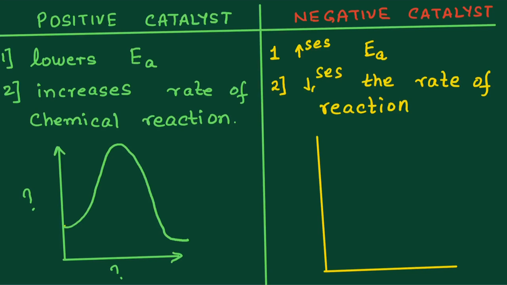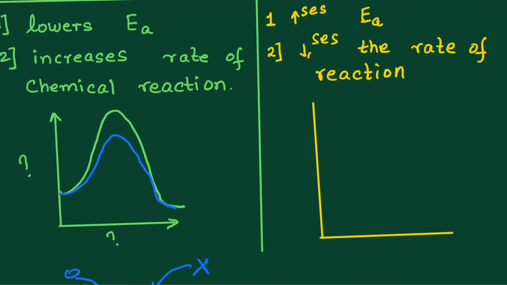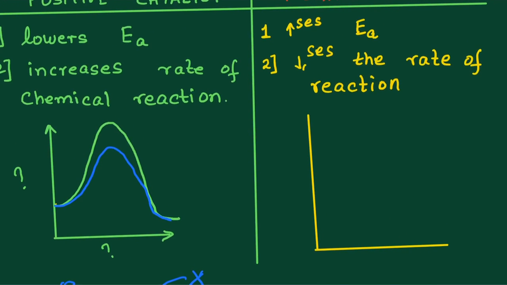Now, if this is the graph for the reaction in the absence of a catalyst, what will be the graph in the presence of a positive catalyst? Yes, the activation energy is lowered. So a positive catalyst says, okay, boss, come, I'll provide you a platform where you can interact, and both the reactants are happy and able to react to form the products. What do you think will be the graph of a negative catalyst?